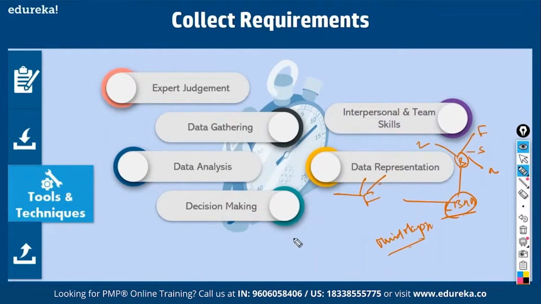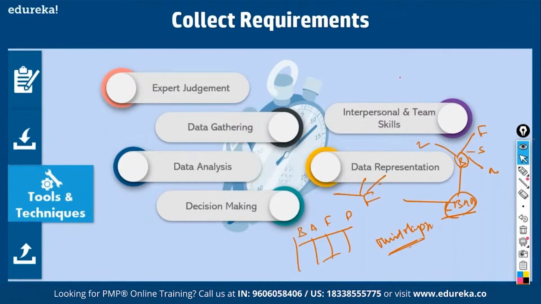Once you get all this data, you put it into homogeneous groups: all ideas relating to books, all ideas relating to audiovisual equipment, all ideas relating to furniture, all ideas relating to parking space. That is called affinity diagramming. You come up with mind mapping and affinity diagramming as data representation.